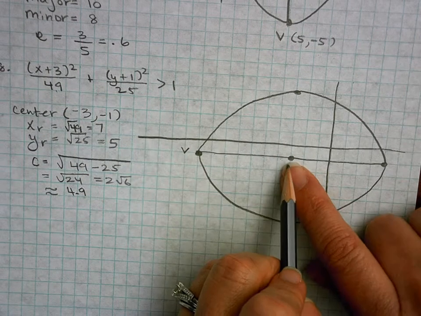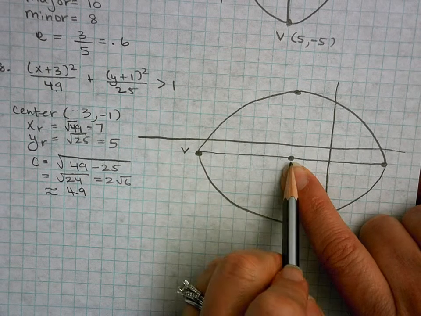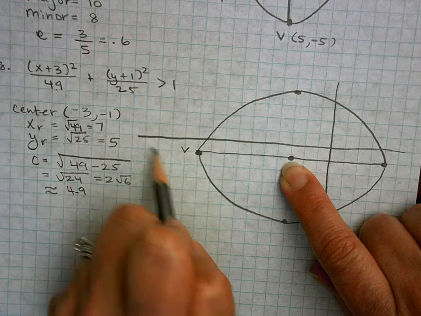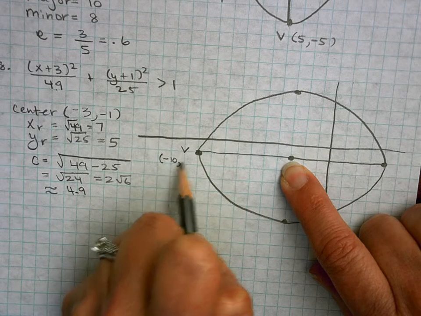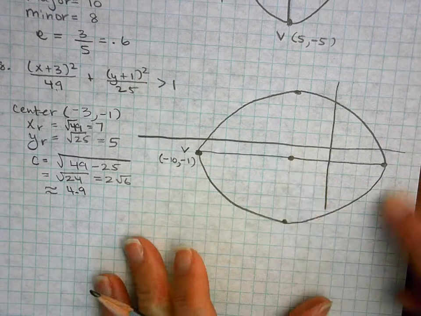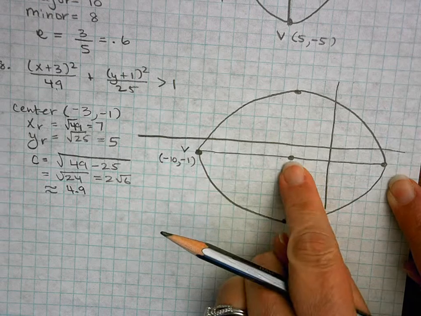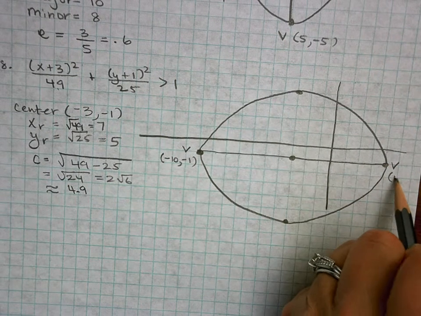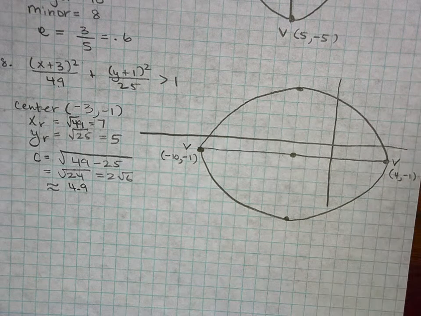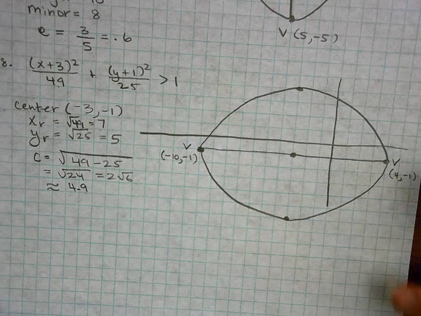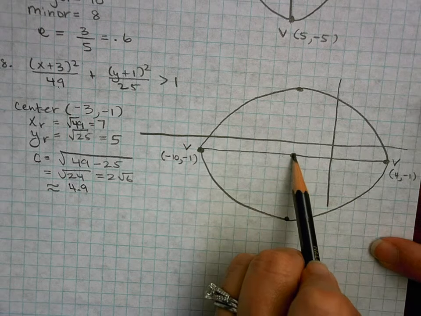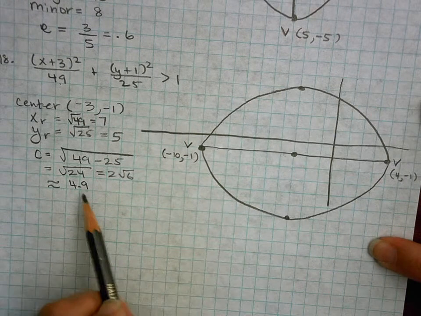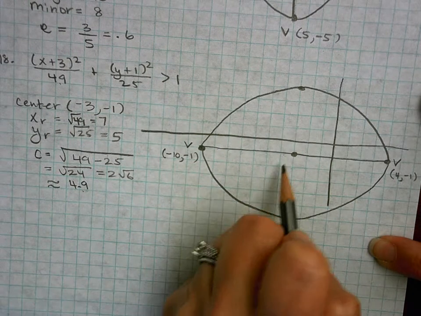So again, I started at -3 for my center, and then I went left 7, so that put me at -10, and still at -1. And then again, I was at -3, and then I went right 7, so that'll put me at 4 and -1. So there's my vertices, and then my foci lie on the major axis. So from the center along the major axis, I'm going to move left and right 4.9.